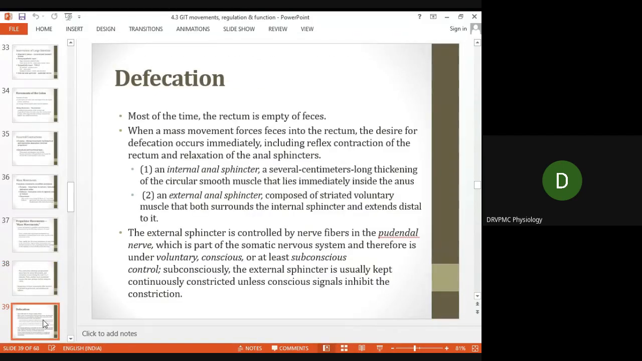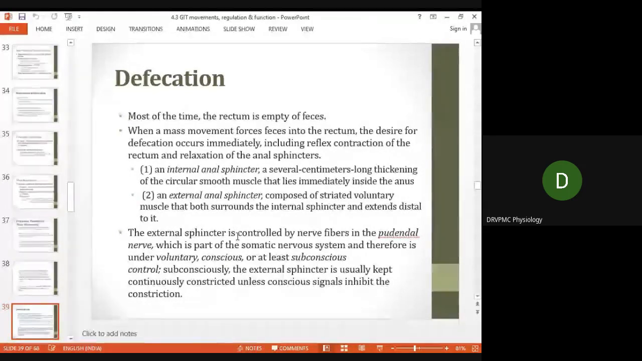Defecation. Most of the time, the rectum is empty of feces. When a mass movement forces feces into the rectum, the desire for defecation occurs immediately, including reflex contraction of the rectum and relaxation of the anal sphincter. There is an internal anal sphincter, a several centimeter long thickening of the circular smooth muscle that lies immediately inside the anus, and an external anal sphincter, which is composed of striated voluntary muscle that both surrounds the internal anal sphincter and extends distal to it.